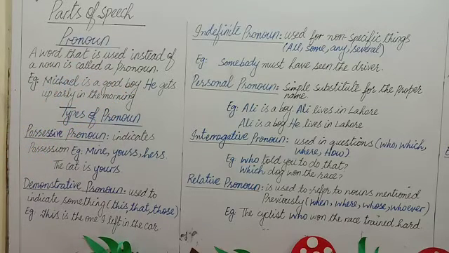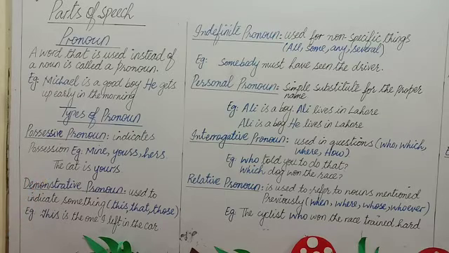Types of pronoun. There are so many types of pronouns, but we are going to start with possessive pronoun. Possessive pronoun indicates possession, which shows someone's possession. For example, the cat is yours. Here, the cat is yours. Yours means someone is having the possession of the cat. So, the cat is yours is a possessive pronoun.